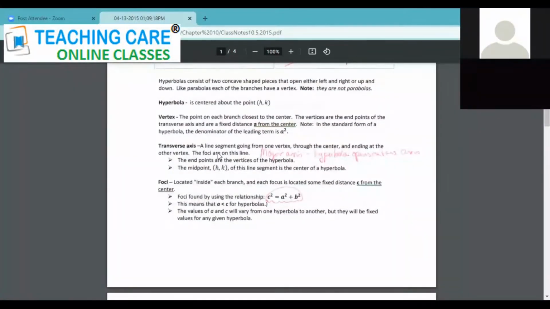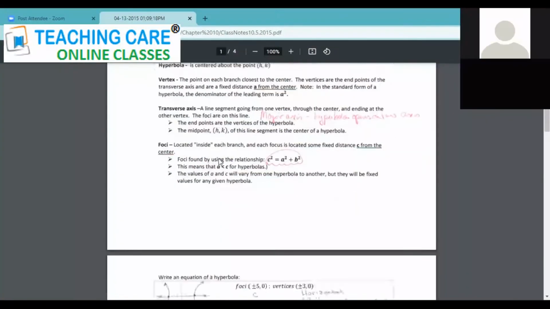Transverse axis: a line segment which goes from one vertex through the center, ending at the other vertex. That means the endpoints will be the vertices of your hyperbola. And the midpoint of this line segment, which is (h, k), will be the center of the hyperbola.